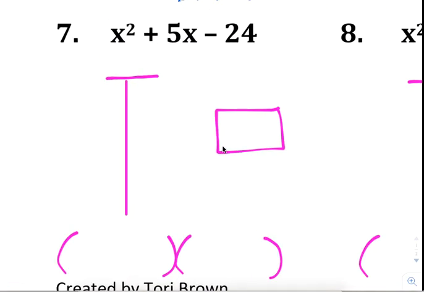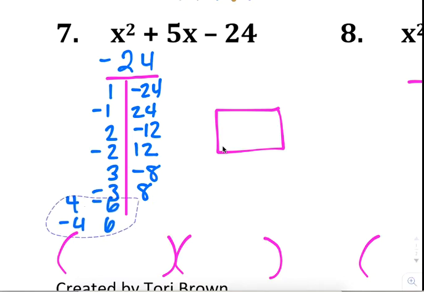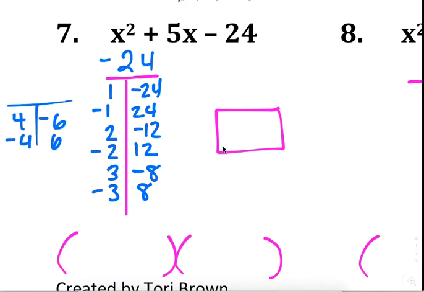Number 7, I'm going to put a negative 24 on the top. Signs are different. There's going to be a lot on this one, so maybe let me write it first and then you can make it fit. All right, so 1 and negative 24, negative 1, 24. 2 and negative 12, negative 2, positive 12. 3, negative 8, negative 3, positive 8. Last pair, 4 and negative 6, negative 4, positive 6. Okay, if you ever run out of room, you can totally make another T-chart and just make it over here if you need to.